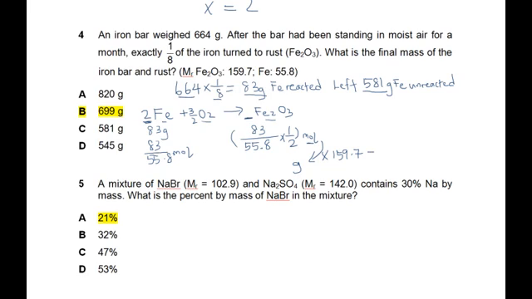In this case, I will get a mass of 118 grams of Fe2O3. Since we are asked to find the combined mass of iron and rust at the end, we have to add up this number and this number. We add them up and we get a value of 699 grams, which is option B.